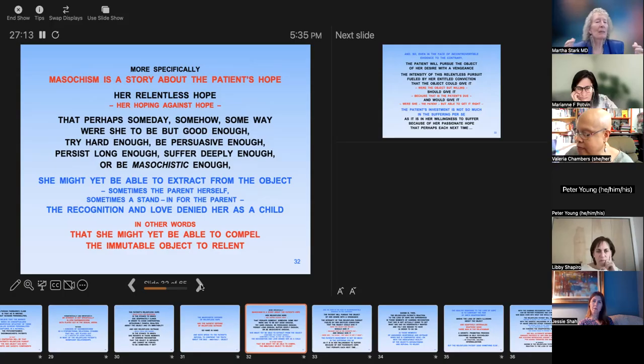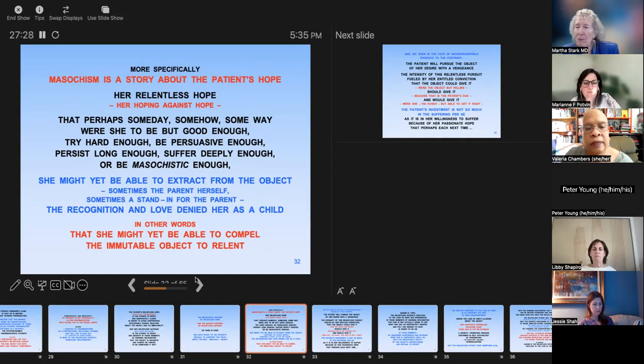way, were she to be but good enough, try hard enough, be persuasive enough, persist long enough, suffer deeply enough, or be masochistic enough, she might yet be able to extract from the object, sometimes the parent herself, sometimes a stand-in for the parent, sometimes the therapist, sometimes a life partner, sometimes the child, whatever, the recognition and love denied her as a child. In other words, she might yet be able to compel the immutable object to relent.